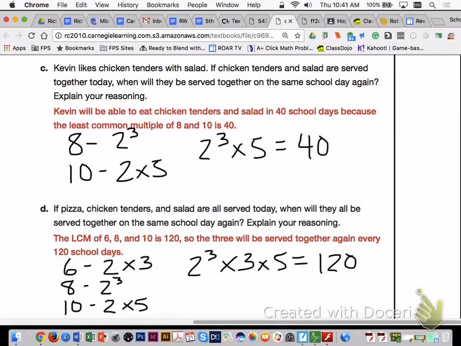For number 11, letter C, Kevin will be able to eat chicken tenders and salad in 40 school days, because 40 is the LCM of 8 and 10. For letter D, the LCM of 6, 8, and 10 is 120, so the 3 will be served together again every 120 school days.